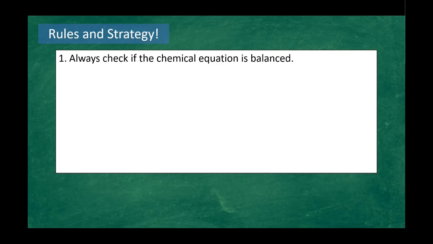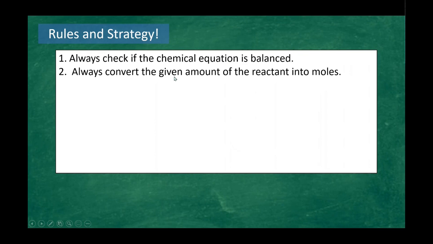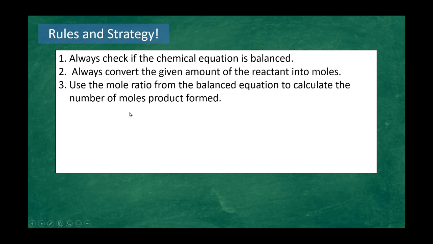If you didn't balance the chemical equation, then the rest of your answer will be wrong. So always check if the chemical equation is balanced. Second step, you have to convert the given amount, which is in the problem, into moles. We will learn it later. Then, third step is use the mole ratio. This mole ratio is from the balanced equation. So if you have a wrong balanced chemical equation, your mole ratio will also be wrong. And then this is used to calculate the number of moles of product formed.